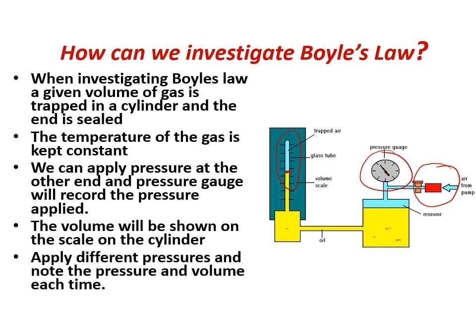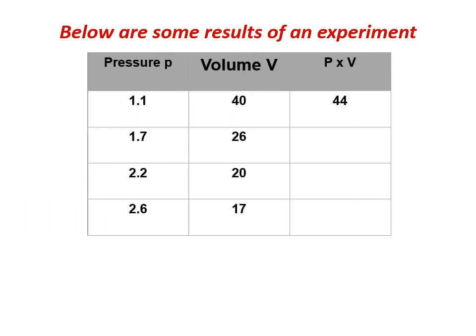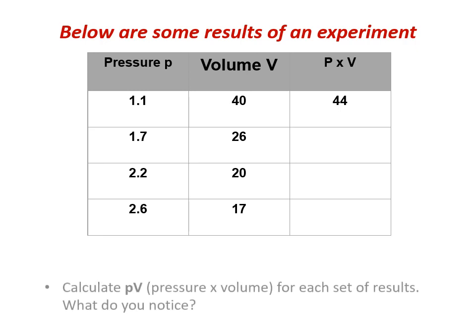And then we don't just do it for one. Normally we tend to do it at least 5, 6, 7 different values. Okay, so this is the experimental setup for investigating Boyle's law. So think that we did this experiment in the class and then we got a set of results as shown below. So we have taken 4 different values. Each time we checked what the pressure is. Say this is given in atmosphere.